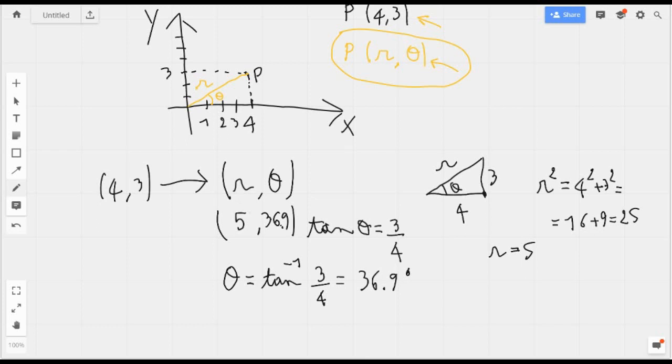Alright, so by the way, this tangent to the minus 1, you will find it written also as follows. This arc tangent. So that's the inverse function. If you apply that to a specific tangent, it gives you the angle.